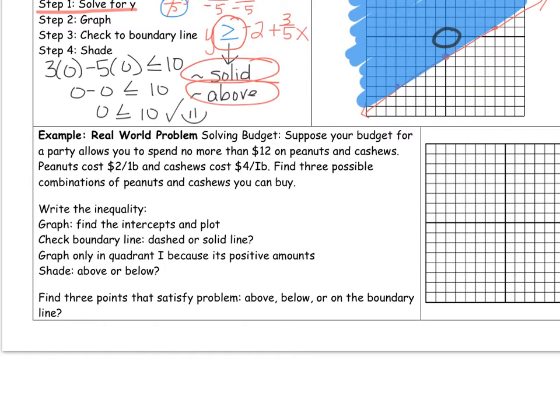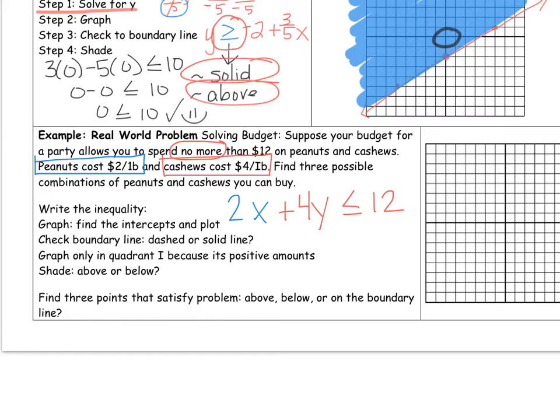Okay, so we're going to look at some keywords in here. No more than. That means I can spend $12, I can spend $11. So my inequality symbol is going to be less than or equal to, I can't spend more than $12. I can spend 12, but I can't spend more than that. Now we have to come up with our x and y. Peanuts cost $2 a pound, so I'm going to let x equal peanuts at $2 a pound, and cashews cost $4 a pound, so that's going to be my y, plus 4y.